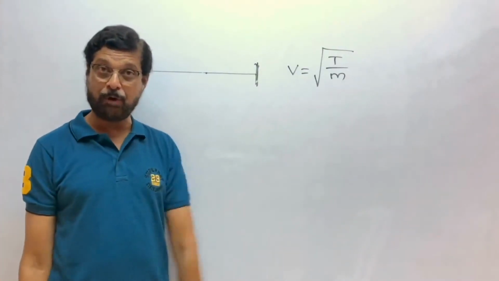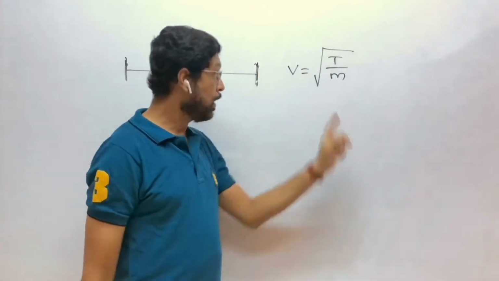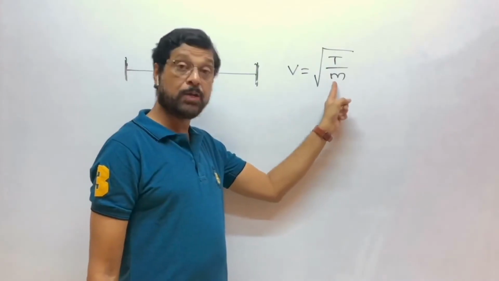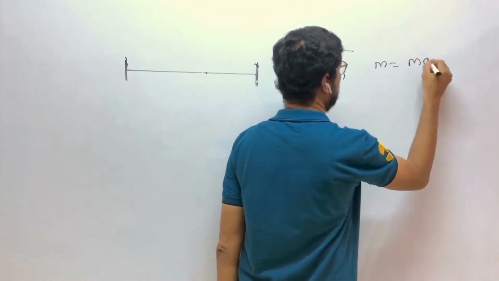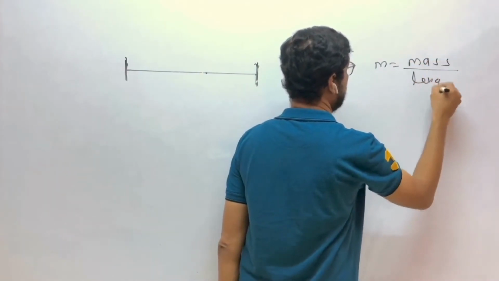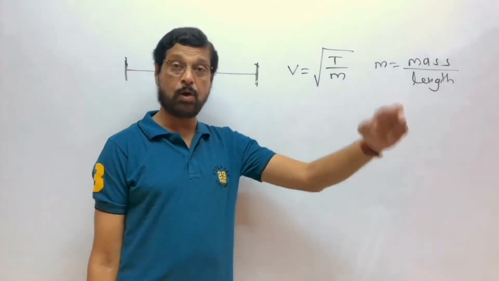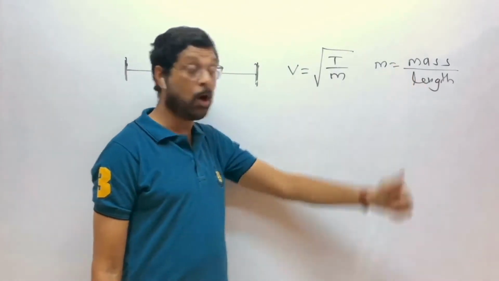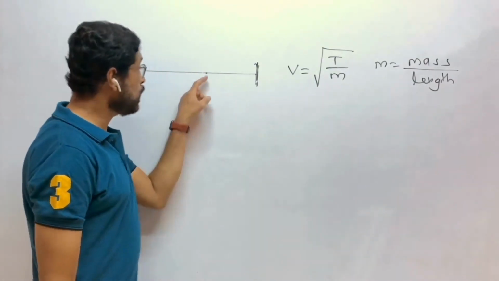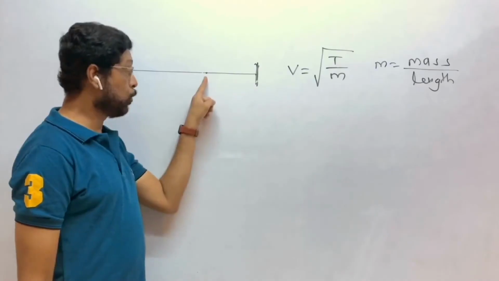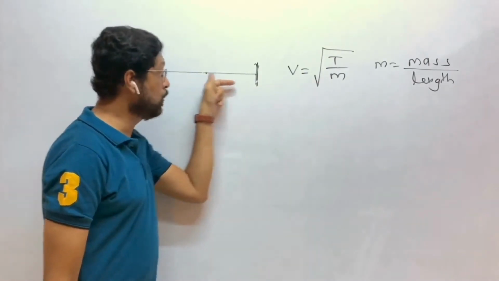Velocity of transverse wave on a string, V is equal to under root T by M, whereas T is tension in the string and M is mass per unit length of the string. Remember that? What is small m? Mass per unit length of the string, also called linear density of the string. So when you pluck the string, a progressive wave is produced which travels with this velocity up to the end.